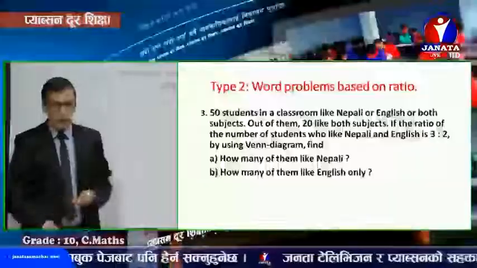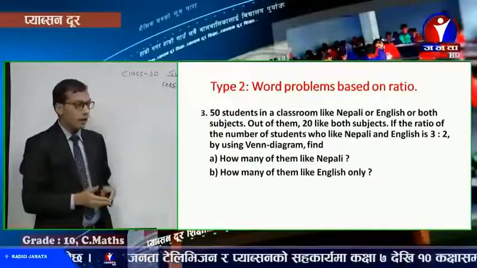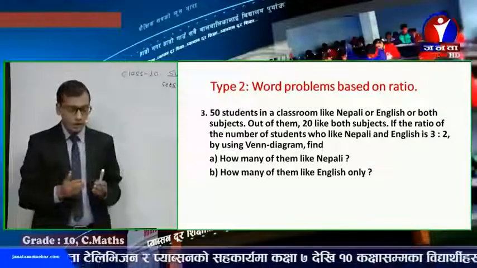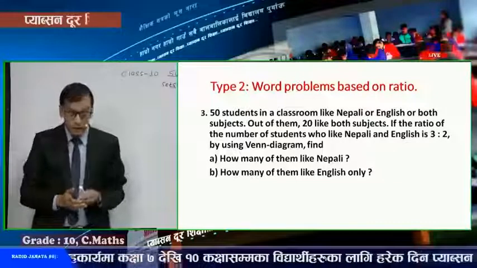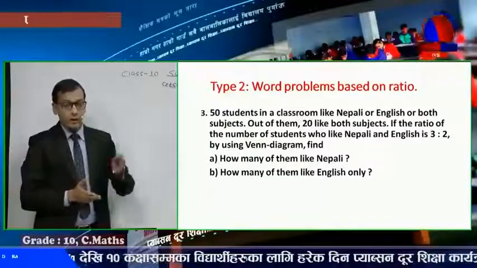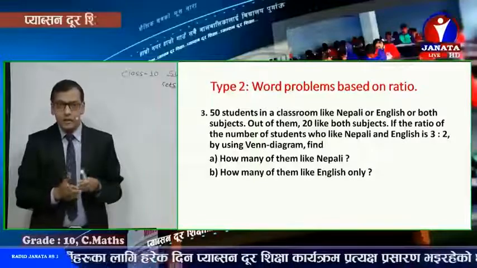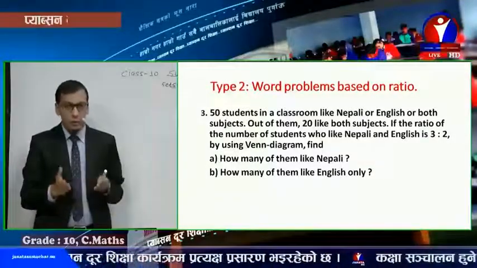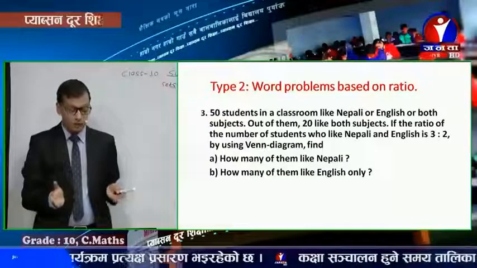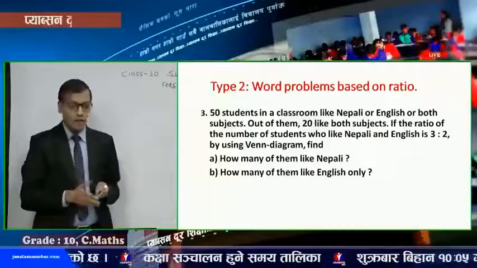50 students in a classroom like Nepali or English or both. So there are total 50 students in a classroom. Out of 50 students, they like either Nepali or English or both. That means every student likes at least one subject. There is no one who does not like any subject. Out of them, 20 like both subjects, which is intersection.